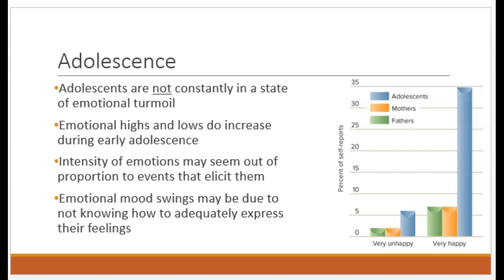Although pubertal change is associated with an increase in negative emotions, hormonal influences are often small, and environmental experiences may contribute more to the emotions of adolescents than hormonal changes do. Emotional mood swings may be due to not knowing how to adequately express their feelings.